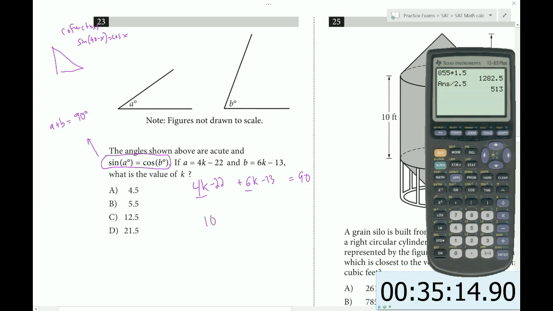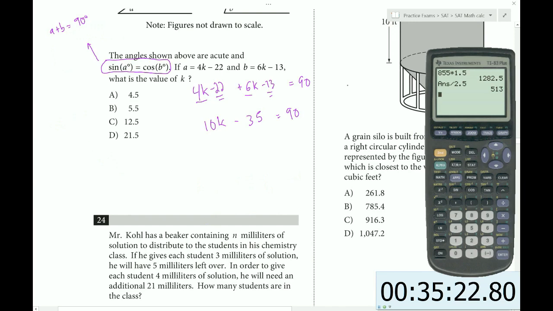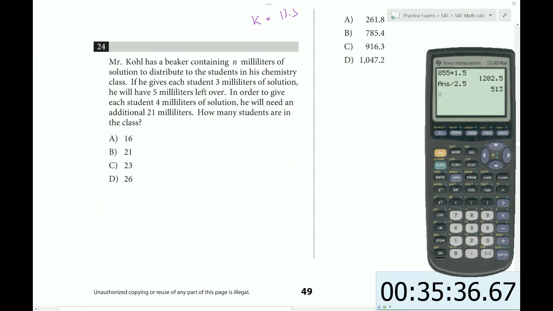So now we have 10k, and then we combine these to get minus 35. Okay, and then we add 35 to both sides. We get 125, and this is 10k. Divide by 10 on both sides, and we get k equals 12.5. Answer choice C.